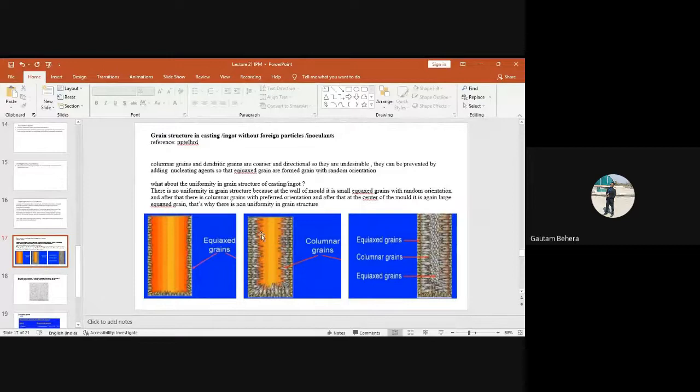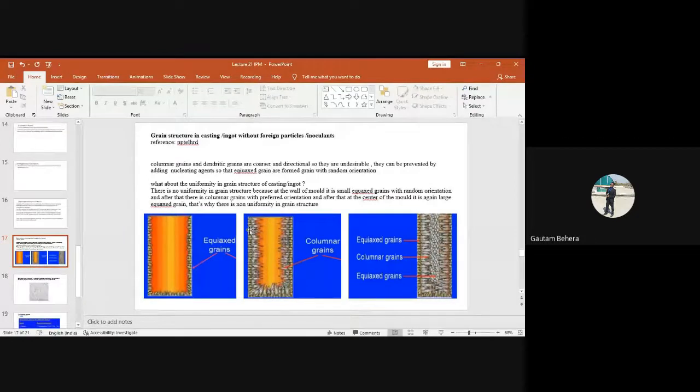You have to remember, this grain near to the equiaxed grain is called columnar grain. Columnar grains means they are like columns, oriented in a particular direction. They are long basically, and they have grown in a particular direction. So these are columnar grains.